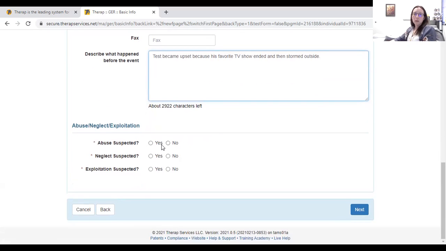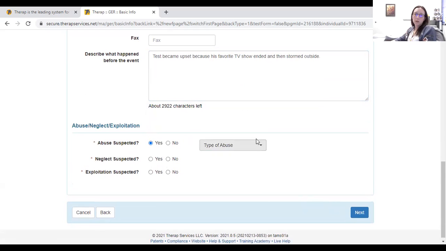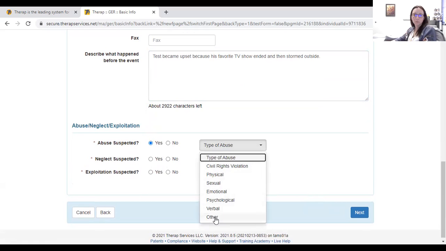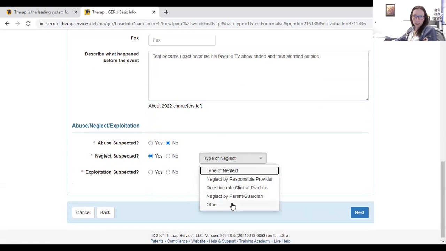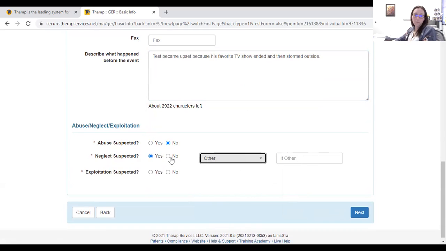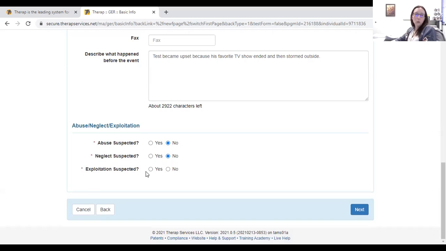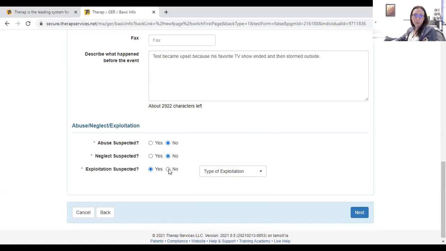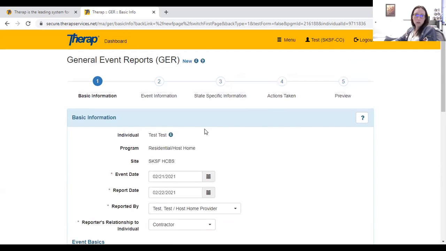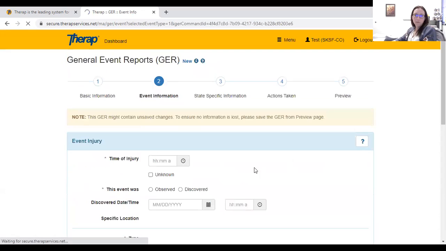All right, so just for the sake of showing you guys these, if you put yes on any of these, it's going to extend and ask you for types. Abuse, yes, there's types of abuse, so I'm going to click no for the sake of time. Was there neglect suspected and what kind? We've got neglect by questionable clinical practice, neglect by a parent or guardian. If you click other, again, it's going to ask you to specify. I'm going to put no on this one. Was there exploitation suspected? Again, it's going to ask you what kind. Once we've got all these fields filled out, make sure they're correct and hit your next button.